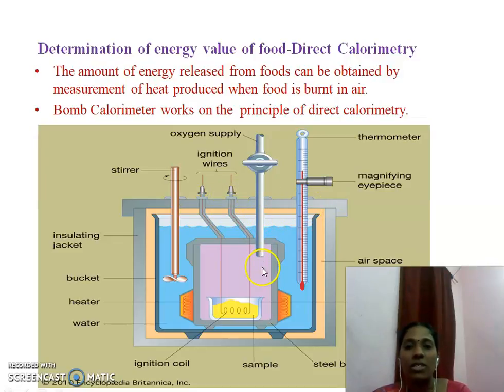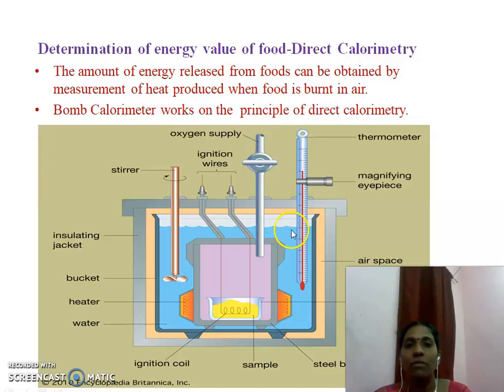With the help of the oxygen and the ignition wire, the food sample which is placed inside the crucible starts burning. Before going for this burning process, we should check the volume of the water which is present inside the bucket. Already I have told you, 3/4 of the bucket should be filled with water. So this 3/4 of the bucket should be weighed.